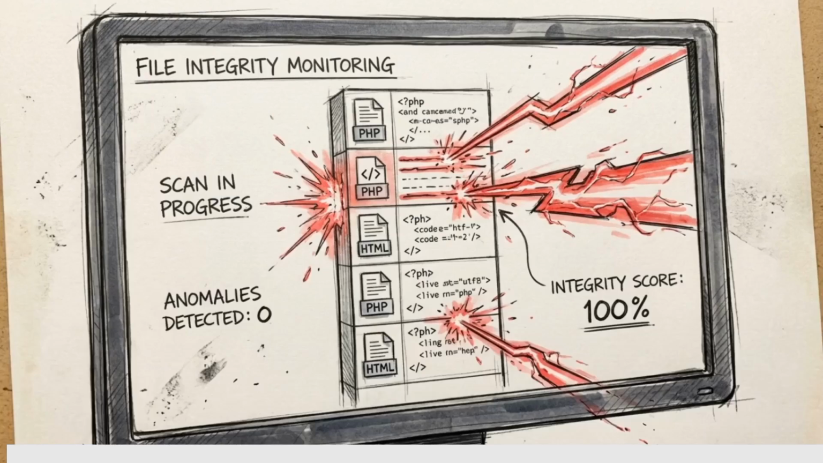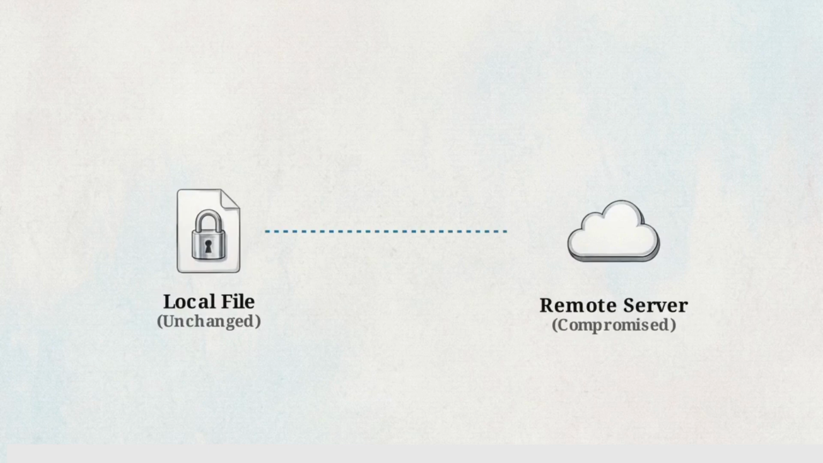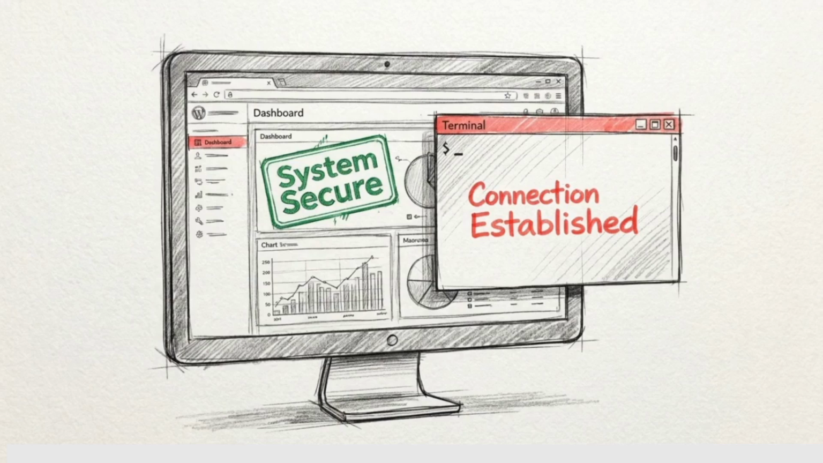Because file integrity monitoring tools only scan local files on the web server, they operate completely blind to this vector. If a local file remains unchanged, but is instructed to execute whatever data it pulls from a remote server, the perimeter is breached without triggering a single file alarm.